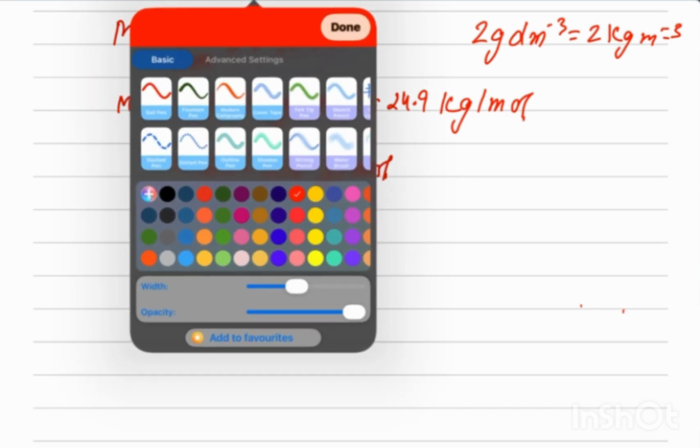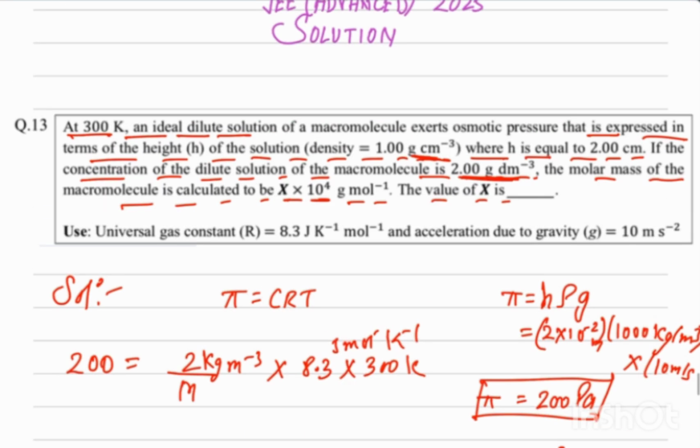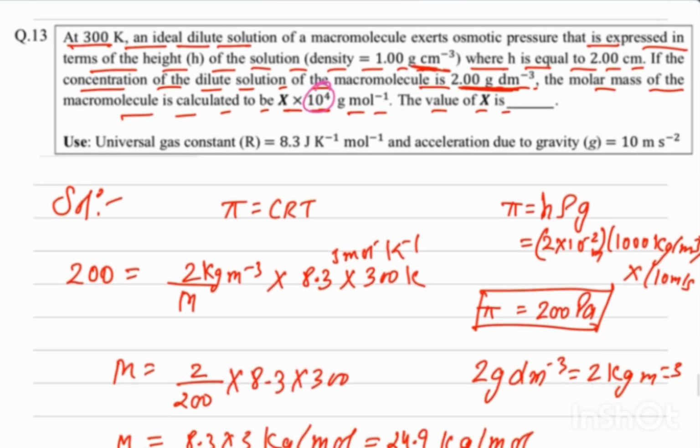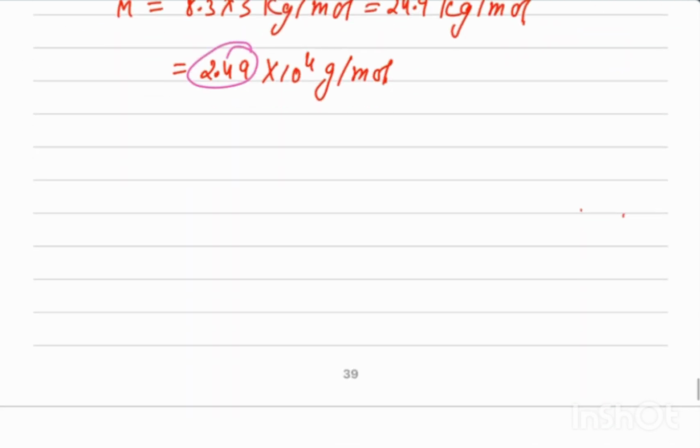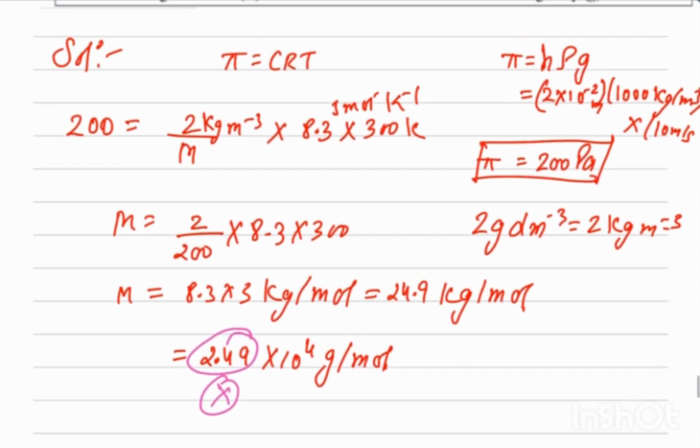So when you match this, it is asking for 10 raised to the power 4. That's why the value of x should be 2.49.